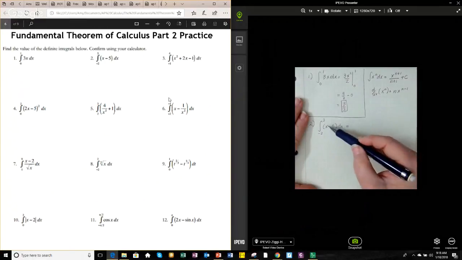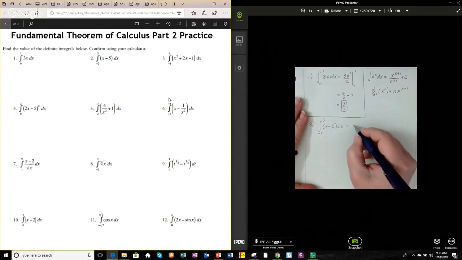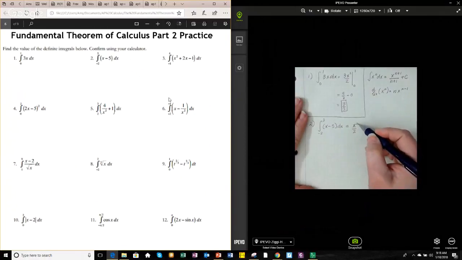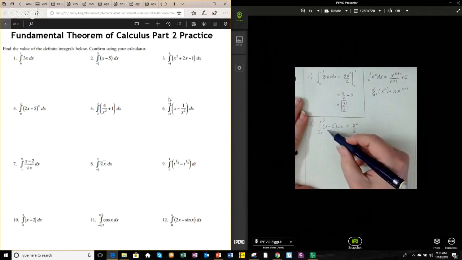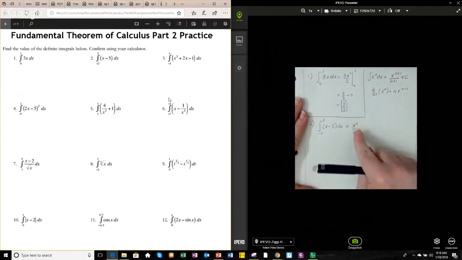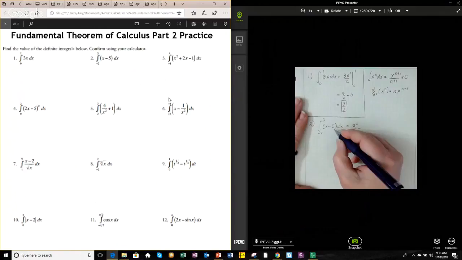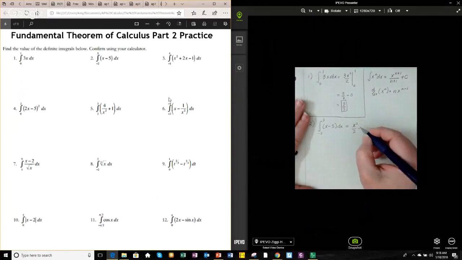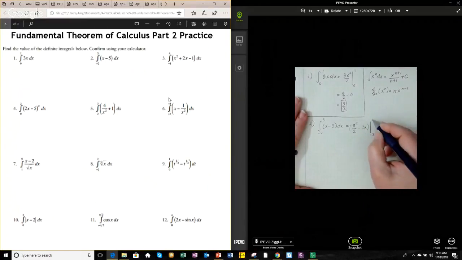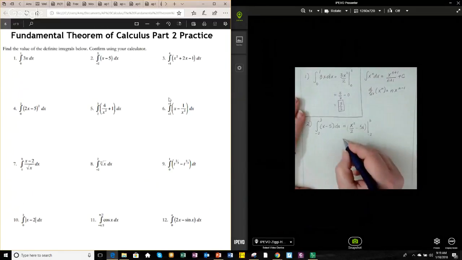I'm going to raise the power 1 to 2 and divide by the power, and we get x squared over 2. What's really cool about this is that you could take the derivative of this, 2x divided by 2, and you see the 2's cancel and you get x. So if you take the derivative of what you finished with, you should get what you started with. All right, and so whose derivative is negative 5? Well, that's negative 5x. And we're going to take that and evaluate it between negative 2 and 3.